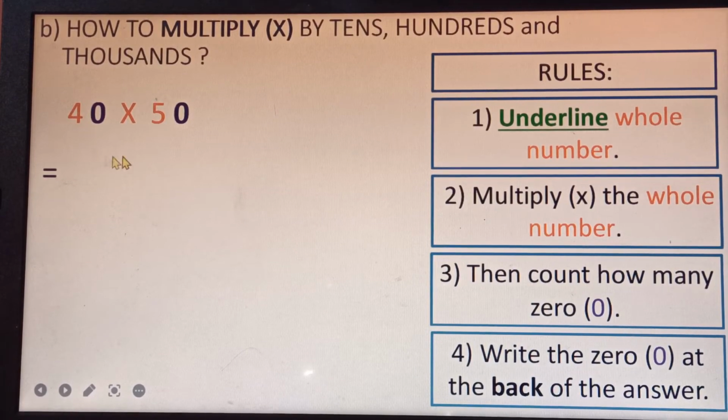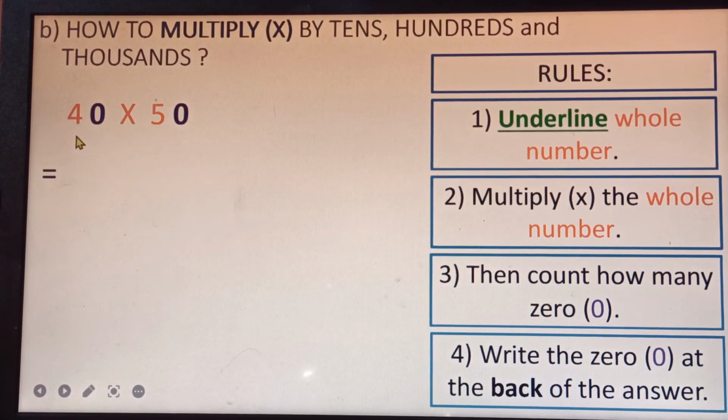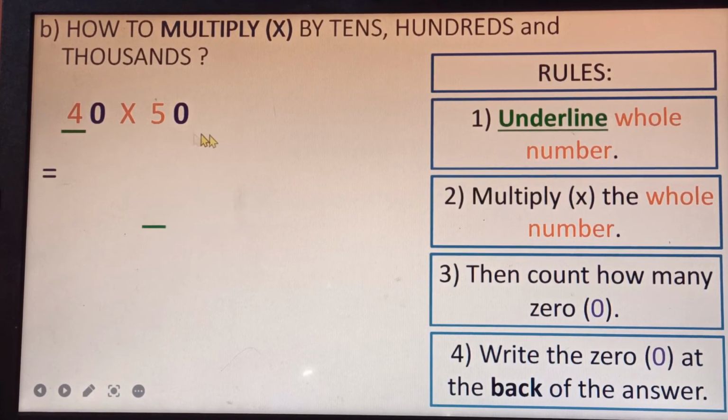Let's see. First, underline the whole number. Underline the whole number, please. The question here is 40 times 50. Dia lagi ada times 10, times 100, times 1000 tadi. Ini berubah sudah. Ada 50, ada 60, ada 600. Sekarang tu lain sudah. So again, underline 4 and 5 because itu yang tadi nampak whole number. Okay. Yang 0 di belakangnya jangan digaris pasal itu kan di count the 0.